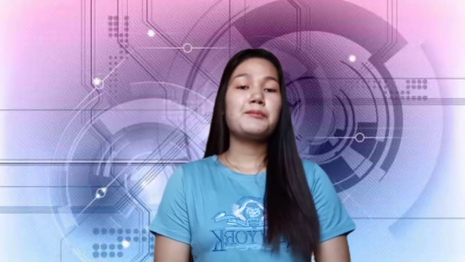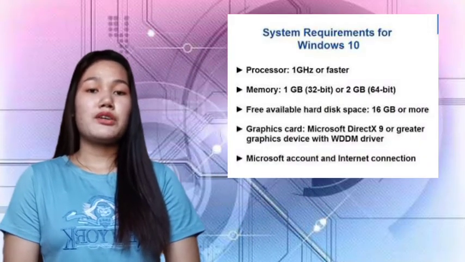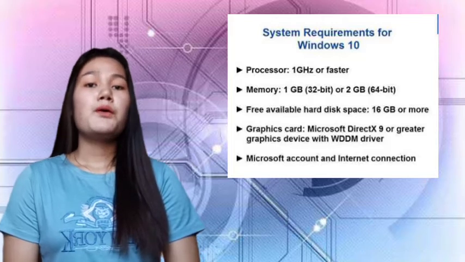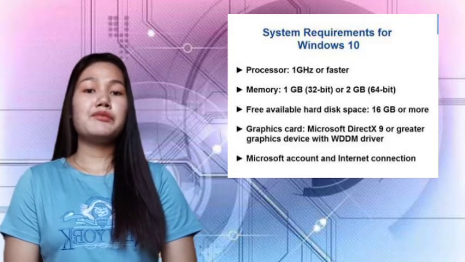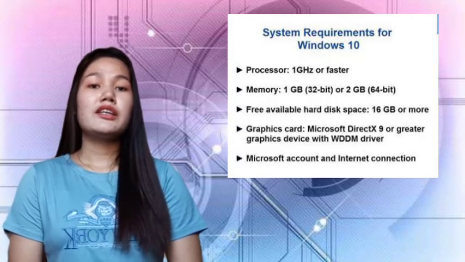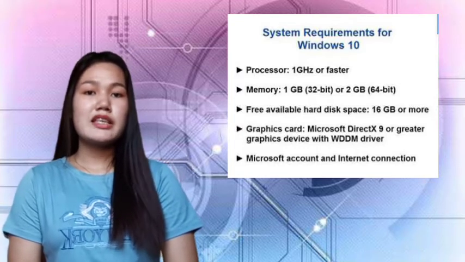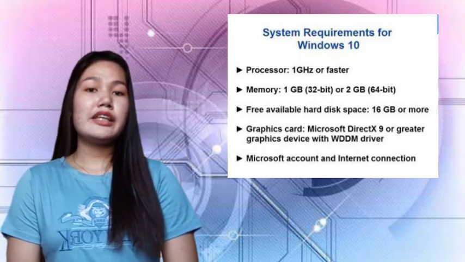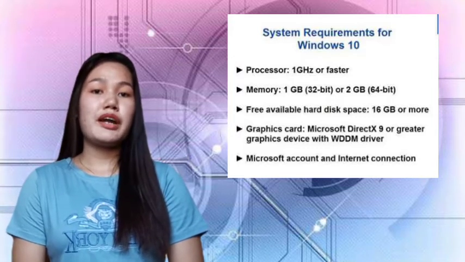There are basic requirements for installing Windows 10 on a PC. The processor needs a 1 GHz or faster processor or system on a chip, 1 GB for 32-bit or 2 GB for 64-bit for RAM, 16 GB for 32-bit OS, 32 GB for 64-bit OS for hard drive space, DirectX 9 or later with WDDM 1.0 driver for graphics card.